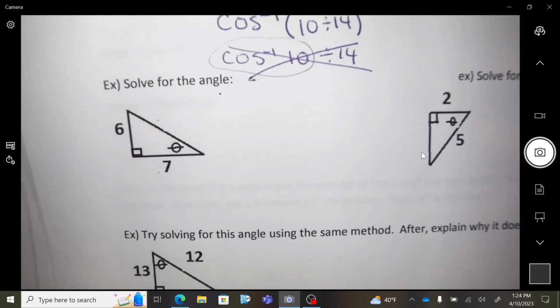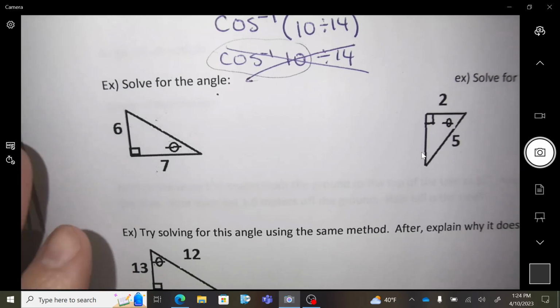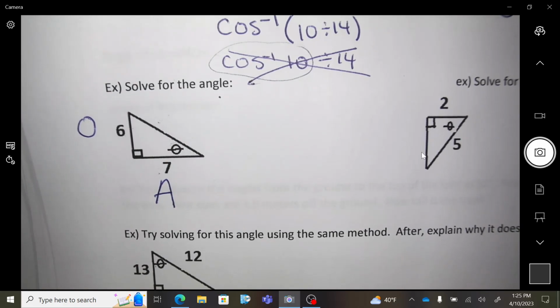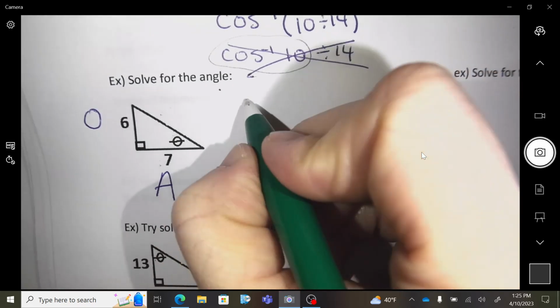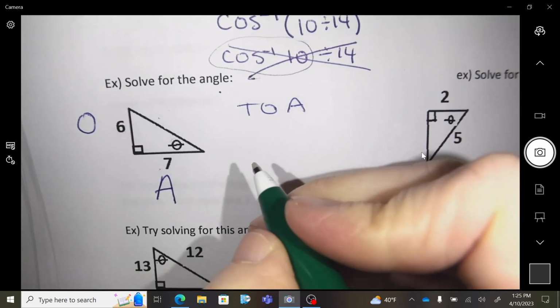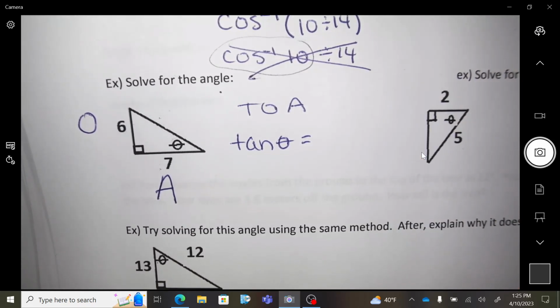Okay, let's set this next one up. Give me OAH letters on my 6 and my 7. Put a letter on the 6 and the 7 for me. Either an O, an A, or an H. So I picked 6 with an O and 7 with an A. Opposite and adjacent sides. So that means I'm going to be using the TOA method. That's what you're all picking. So tan of this angle equals the what over the what?